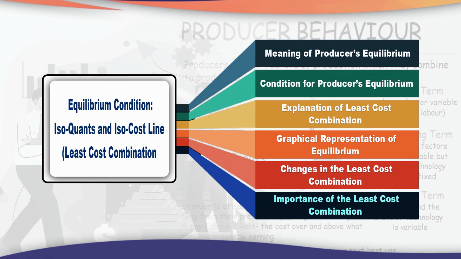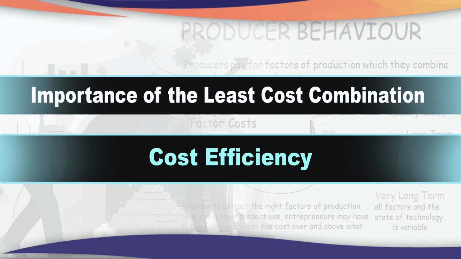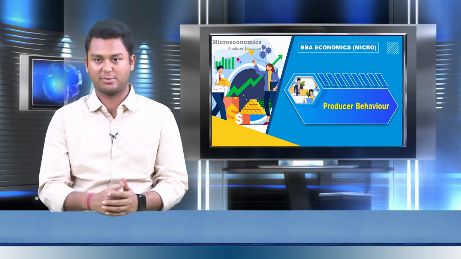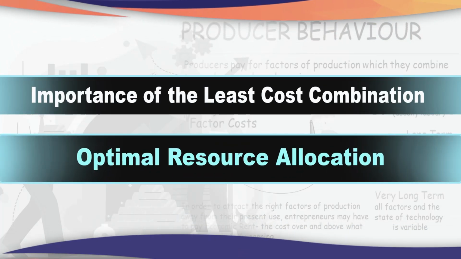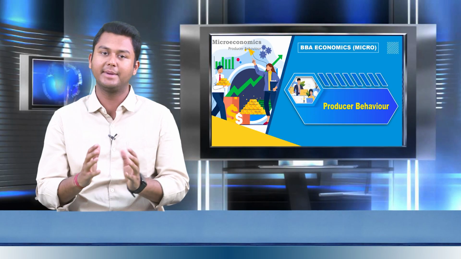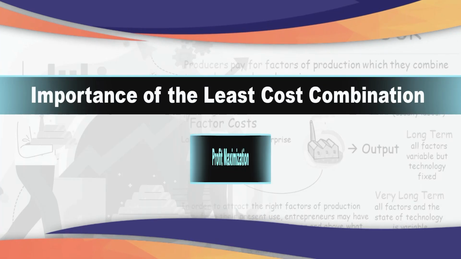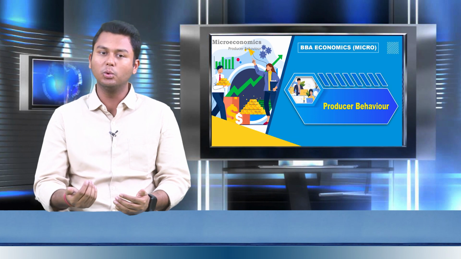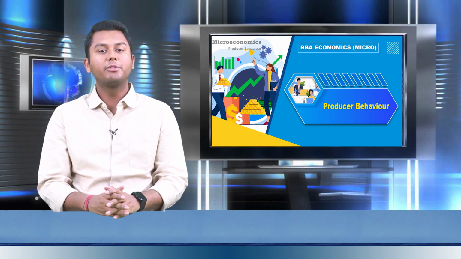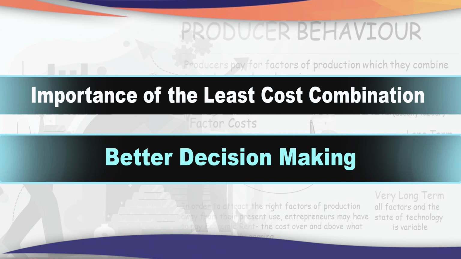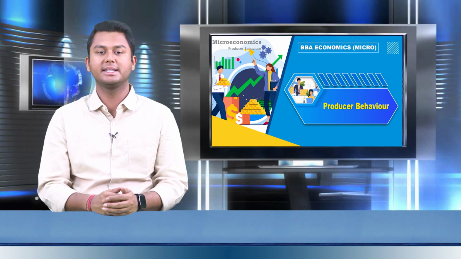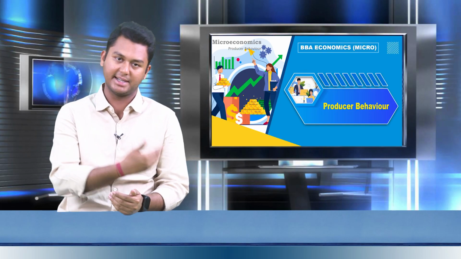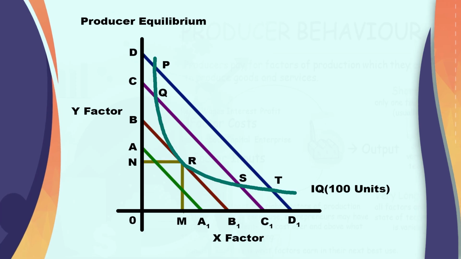Now, looking at the importance of the least cost combination, it allows cost efficiency, that is, it helps the firm minimize production costs. It allows optimal resource allocation, that is the best mix of labor and capital, and profit maximization, that is lower costs lead to higher profit. Further, it also aids better decision making. It helps businesses decide whether to invest in labor intensive or capital intensive production.